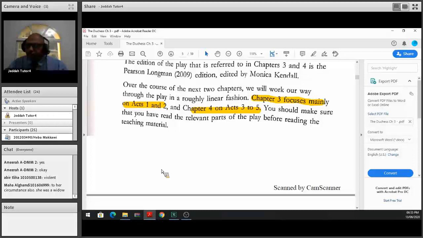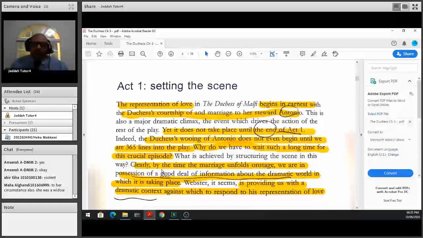Okay. So in terms of the book plan for chapters 3 and 4, chapter 3 will focus mainly on acts 1 and 2, and chapter 4 on acts 3 to 5. So as you can see, this is a linear arrangement. Okay, so we're moving straight to Act 1, where Webster is setting the scene.